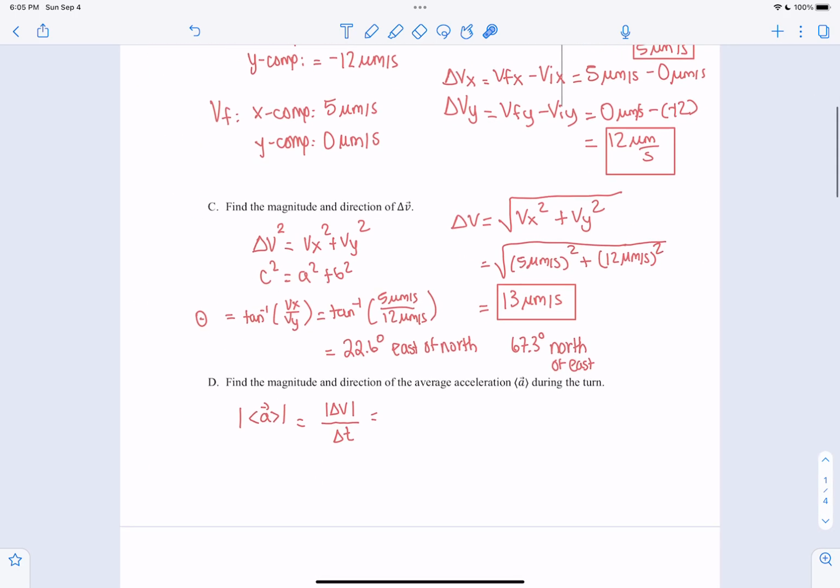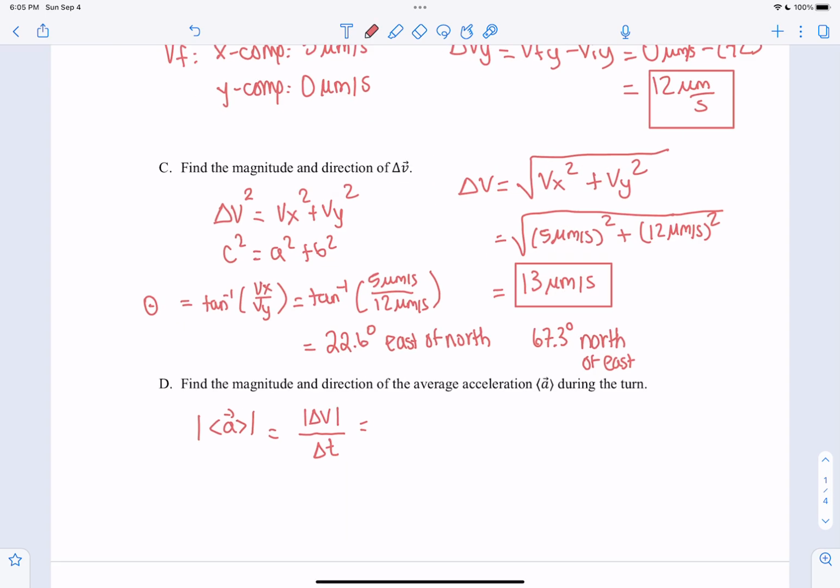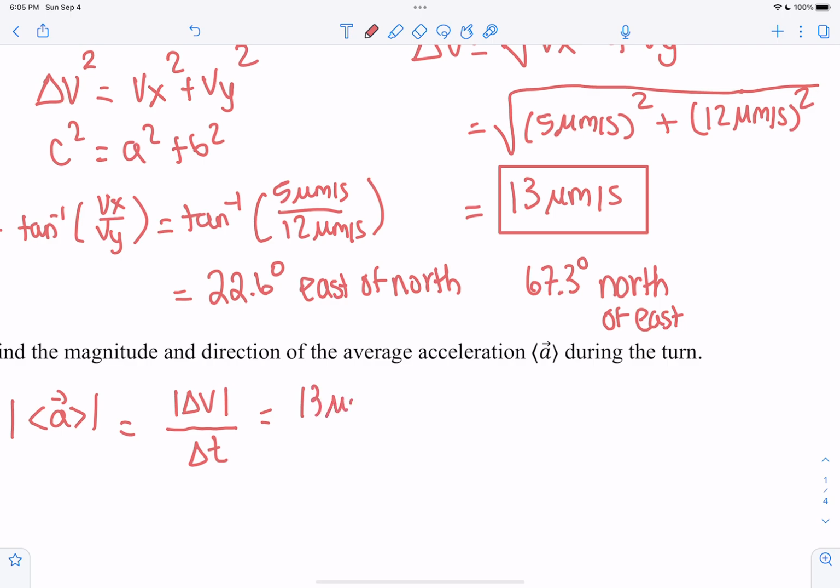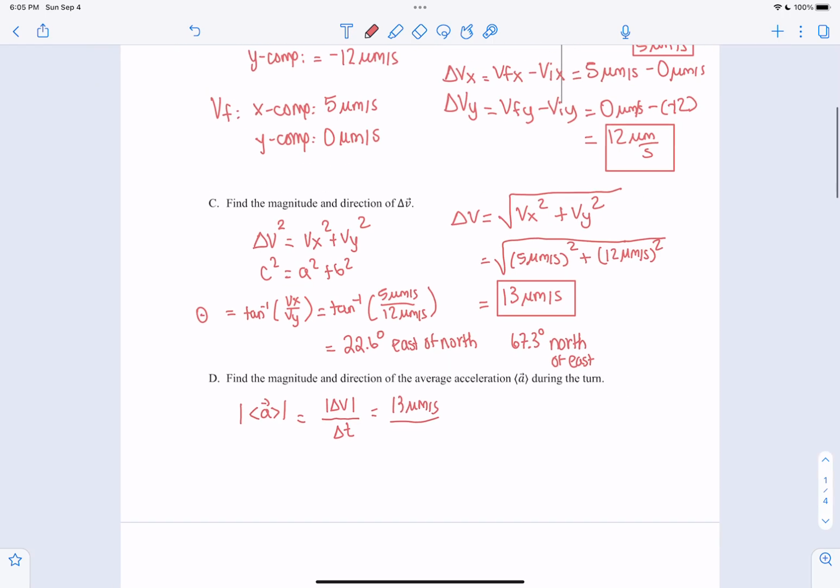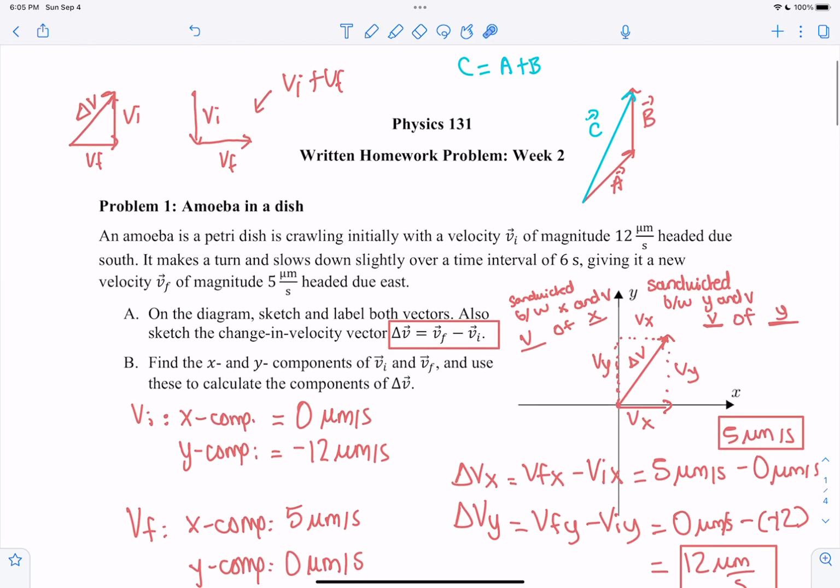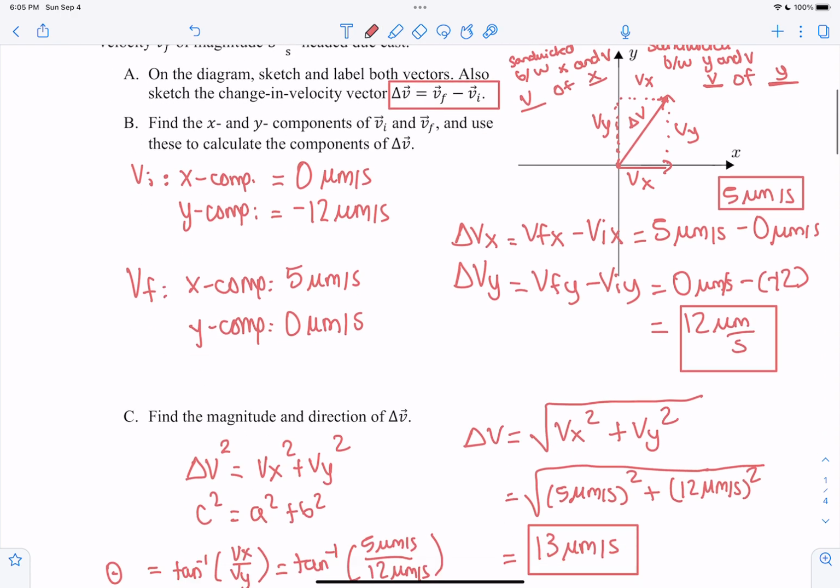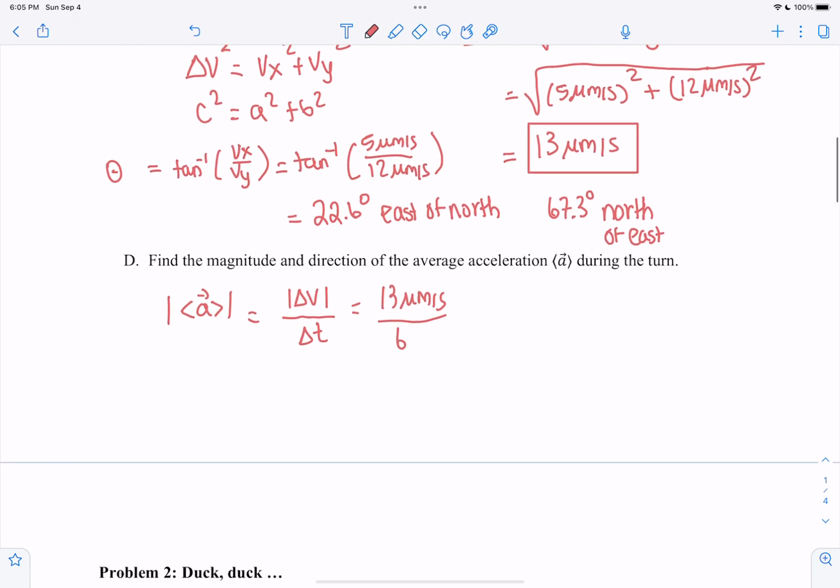So if we want to find the average acceleration, we take delta V over delta T, and that's it. So delta V, we already stated that was 13 micrometers per second in part C. So we just take 13 micrometers per second, and then the time elapsed was 6 seconds. So it says it makes a turn and slows down slightly over a time interval of 6 seconds. So we have 6 seconds as our time interval, and that should give us what for our acceleration?